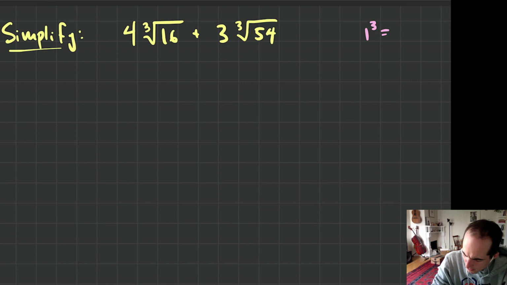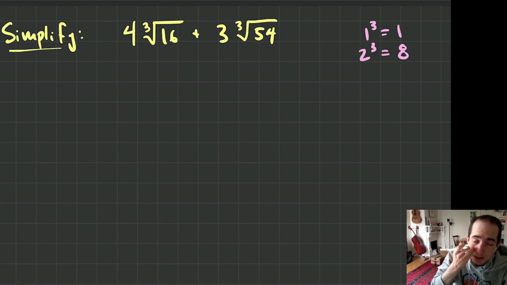So 1 cubed, that's just 1, obviously. 2 cubed is 8, and you can see how quickly the cubes grow. The second one is already 8. 3 cubed is 27. And I think that's all we really need. Let's just have this on the side here. So let's see which ones we can factor out.